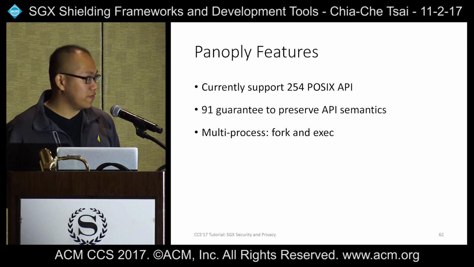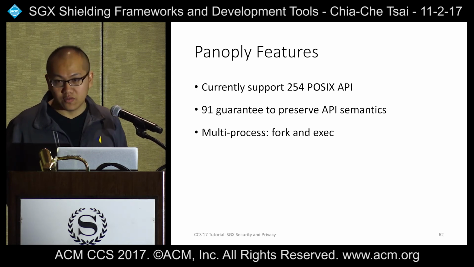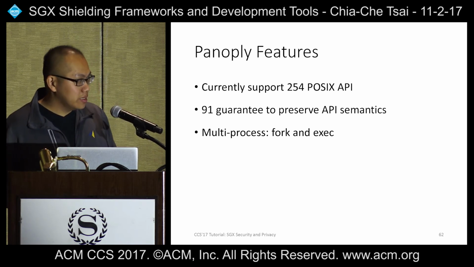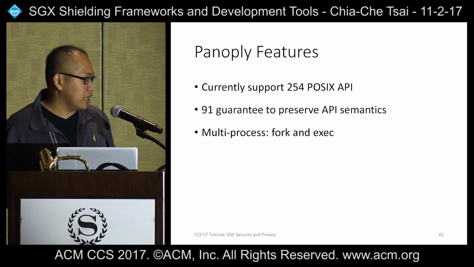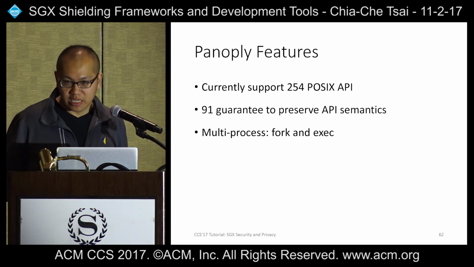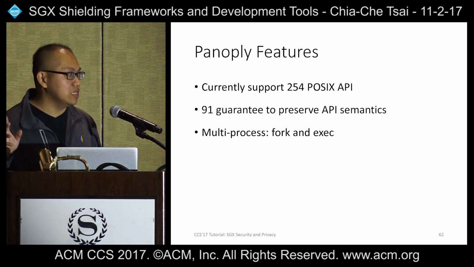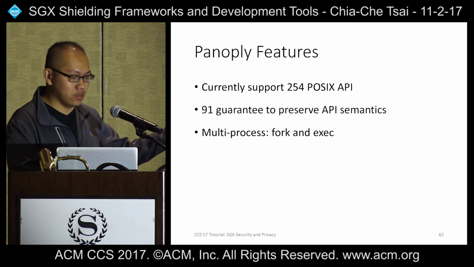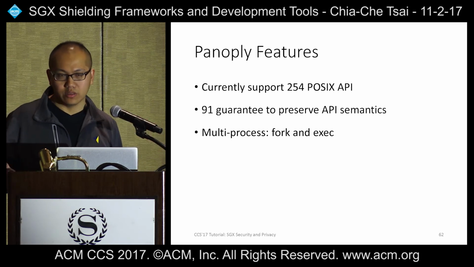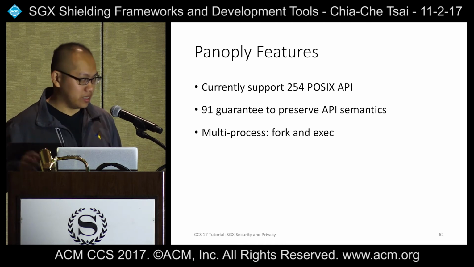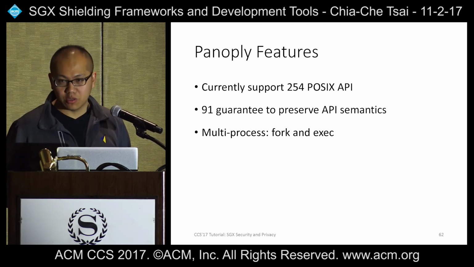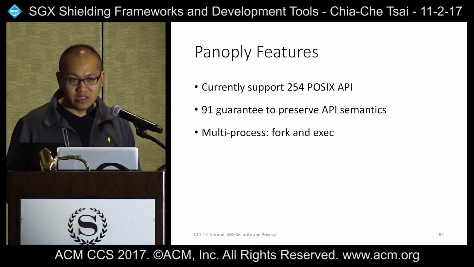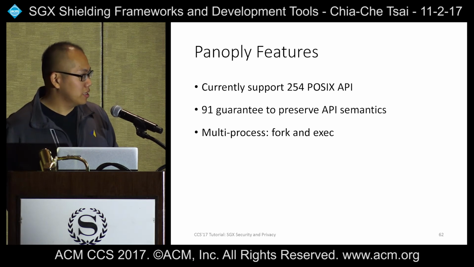But overall, their feature is that they support the whole set of 254 POSIX APIs. Among these 254 POSIX APIs, 91 of them are completely safe. By safe, I mean they completely guarantee that they preserve the API semantics based on their specifications, so you can trust those APIs. The others are a little bit wild, so you have to consider whether you are using them. They also support a version of multiprocessing, including fork and exec, and they have an interesting way of implementing fork. If you're interested, you can take a look at their paper.